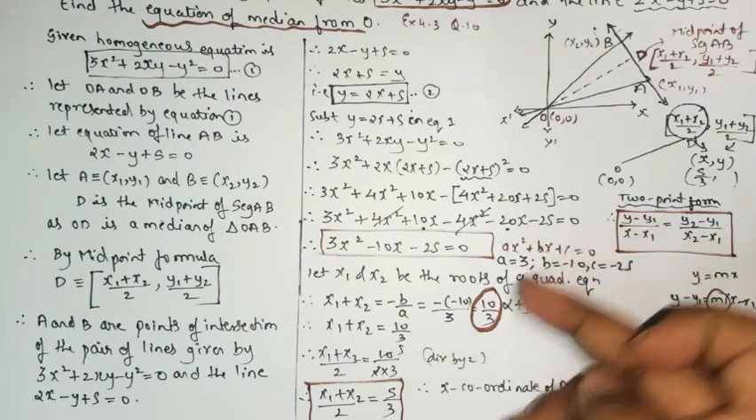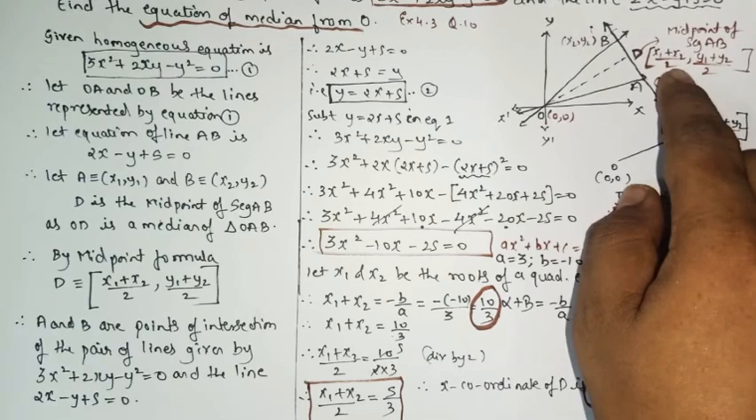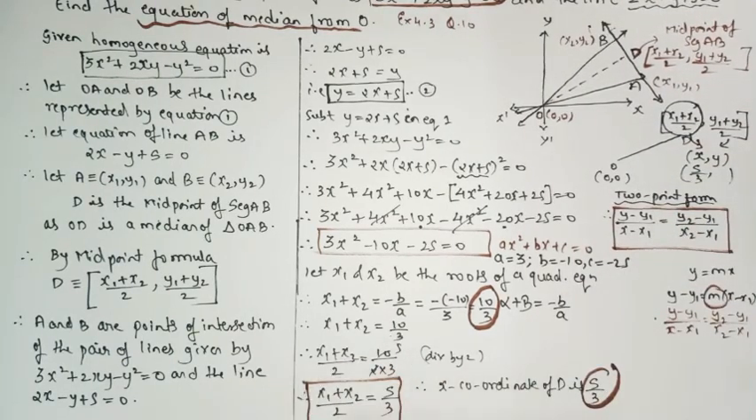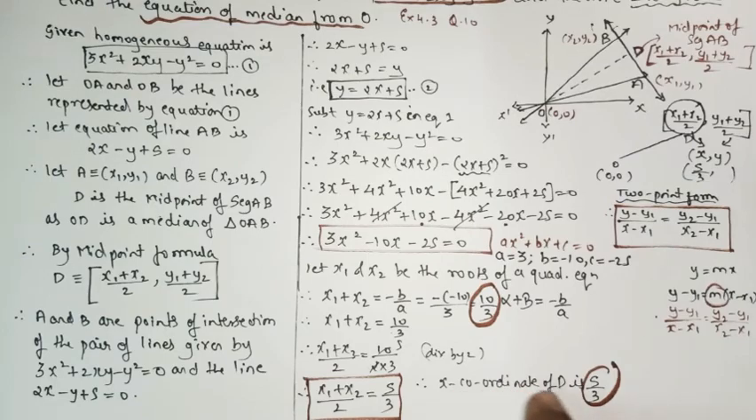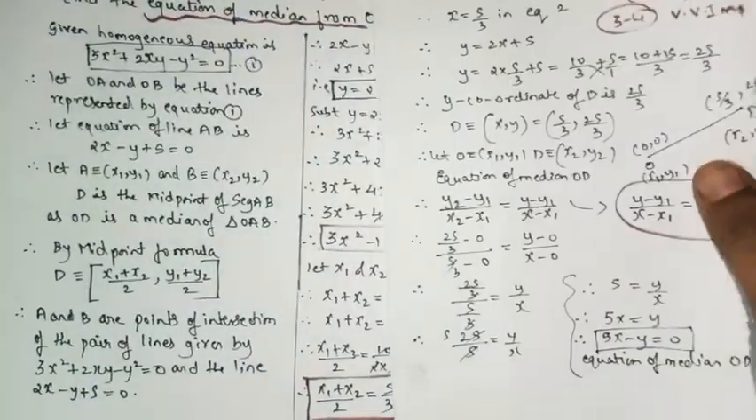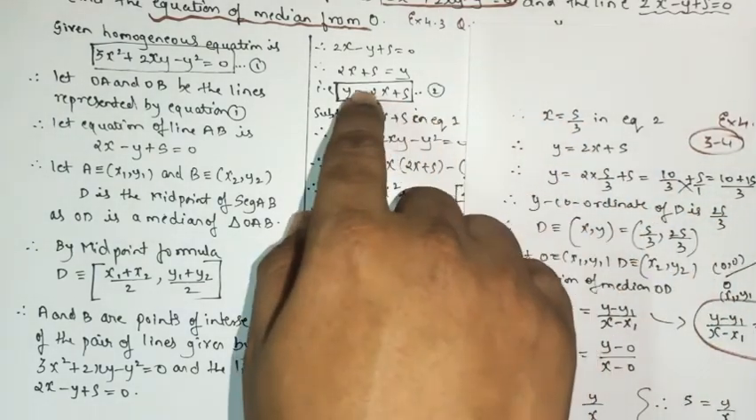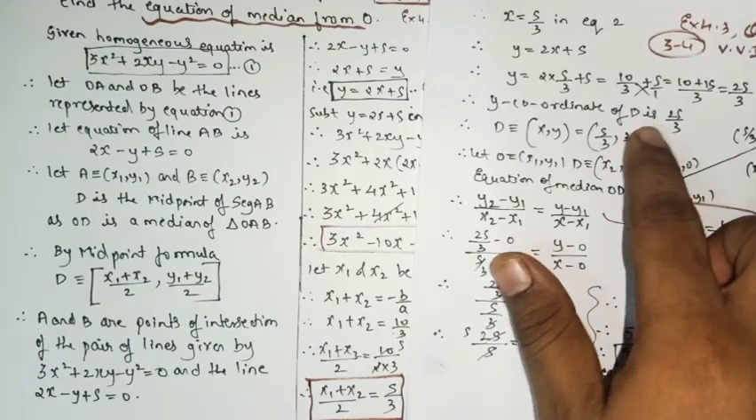So after that, I got x1 plus x2 equal to 10 by 3. As per the condition, we require 2 in the denominator, so I divided the left hand side and right hand side by 2. So here the figure which we got is (x1 plus x2) upon 2. So indirectly, can I say this (x1 plus x2) upon 2 actually is what? It is the x coordinate of D. So after that, I took the value of x, substituted the value of x in equation number 1, where you will get the value of y, that is the y coordinate.